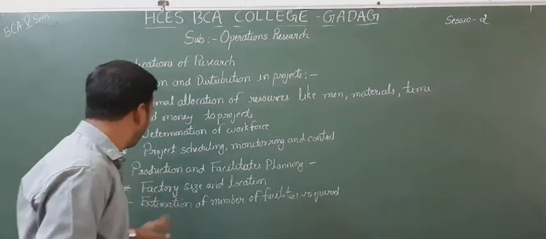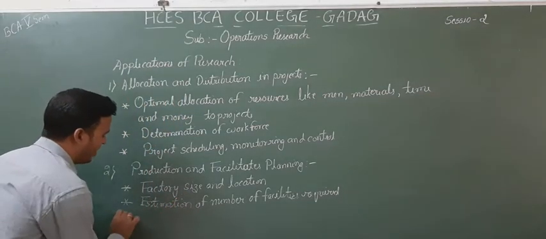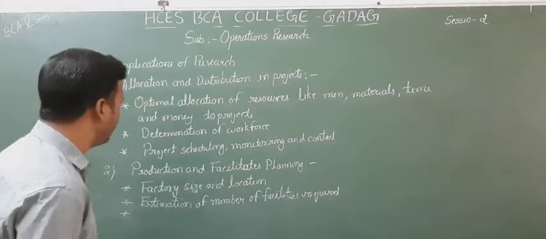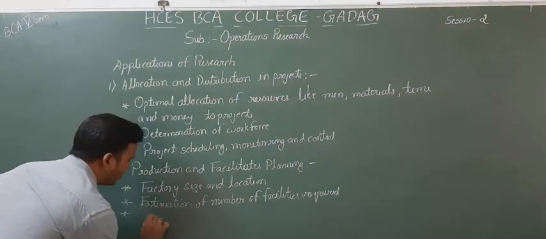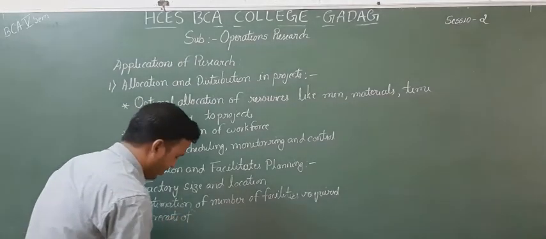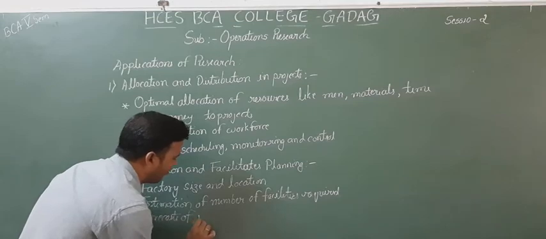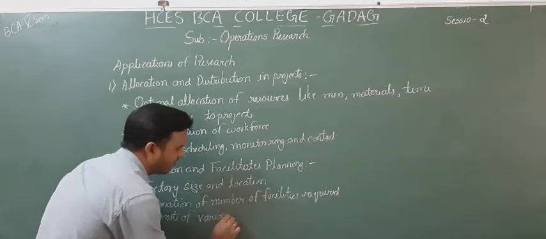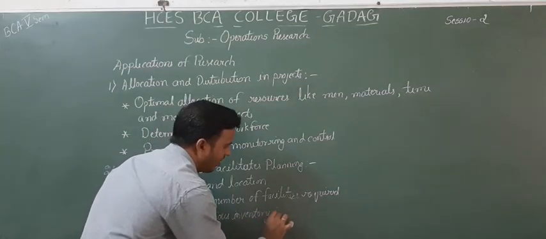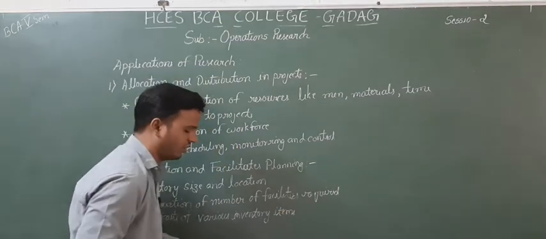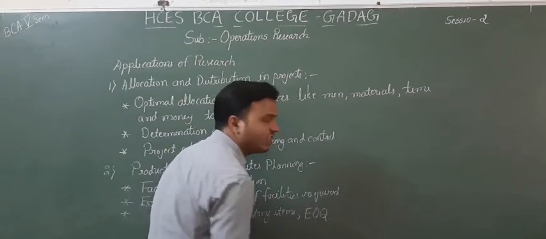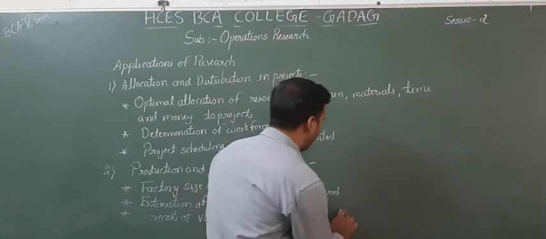Okay, so these are the 2 points in the production and facilities planning. And the third one is preparation of forecasts of various inventory items and computation of EOQ, which is nothing but economic order quantity, and reorder levels.